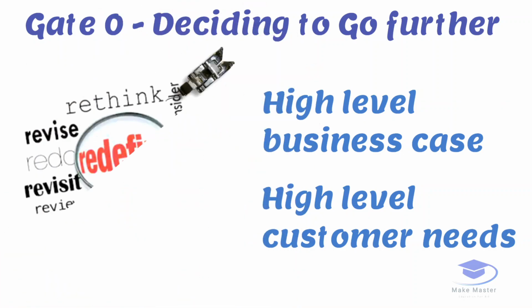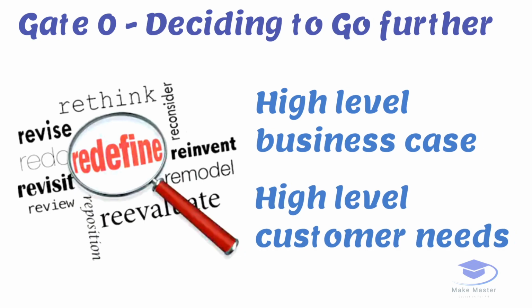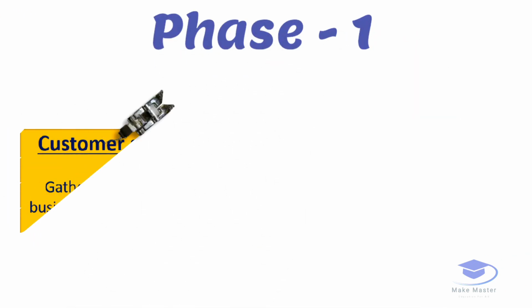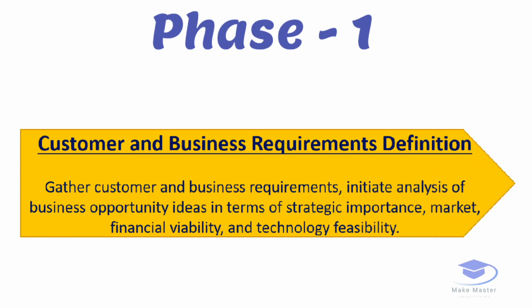In the bottom line, there are three things. We need to go ahead with our business case, or we need to rethink, or we need to revisit. Once our business case is ready, we make the project contract, then move to phase 1, which is customer and business requirements definition: gather customer and business requirements, and initiate analysis of the business opportunity idea in terms of strategic importance, market, financial viability, and technology feasibility.